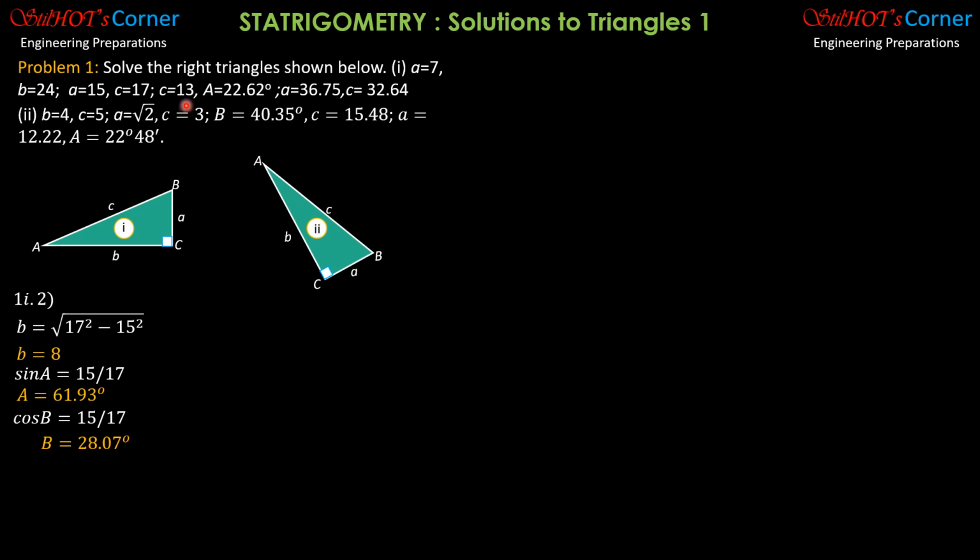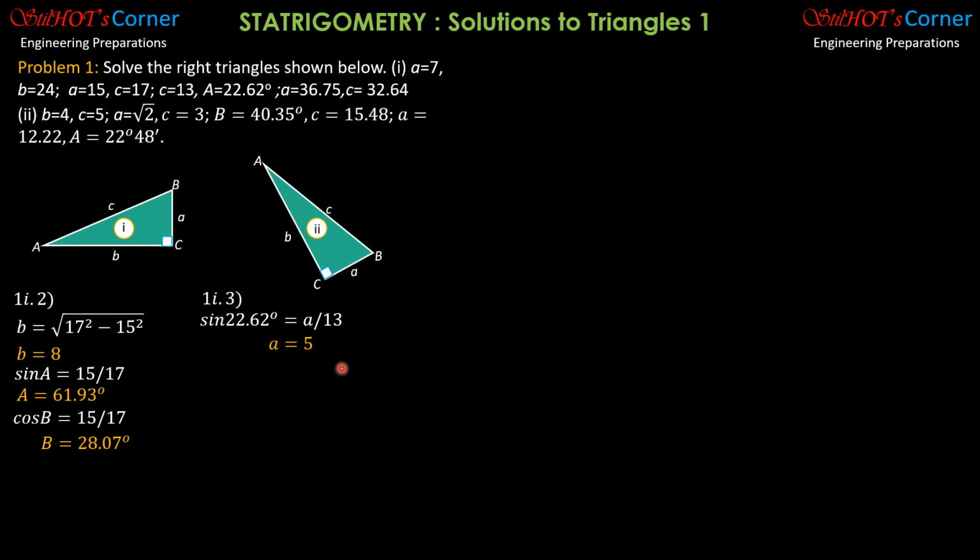This time given C and angle A. So sine of angle A equals A over C. Sine of 22.62 degrees equals A over C, and C is 13. Solving for A, it is 13 sine 22.62, and it is 5 units.